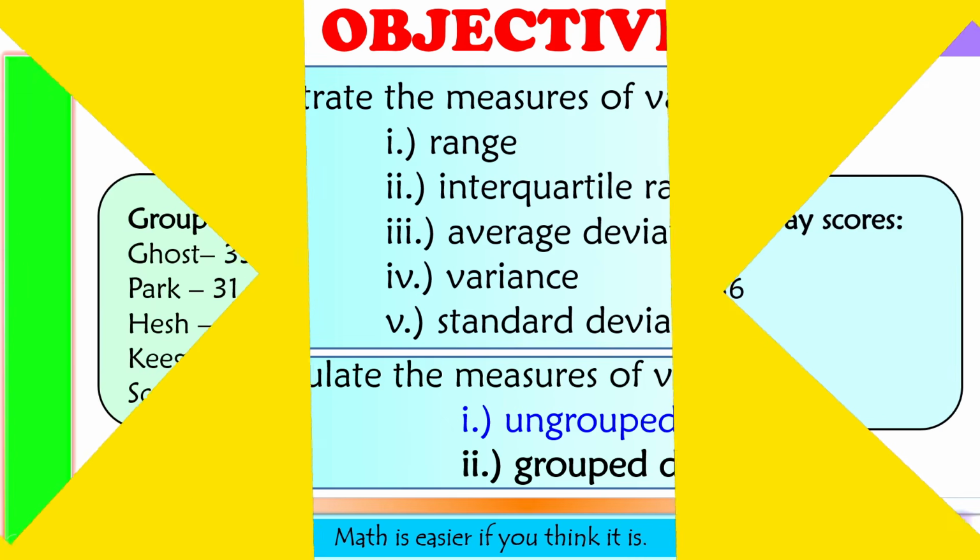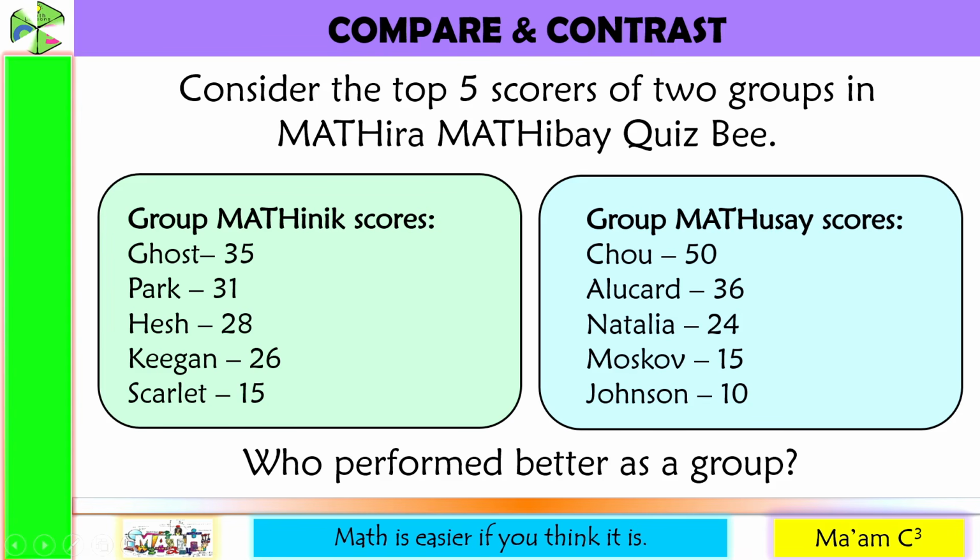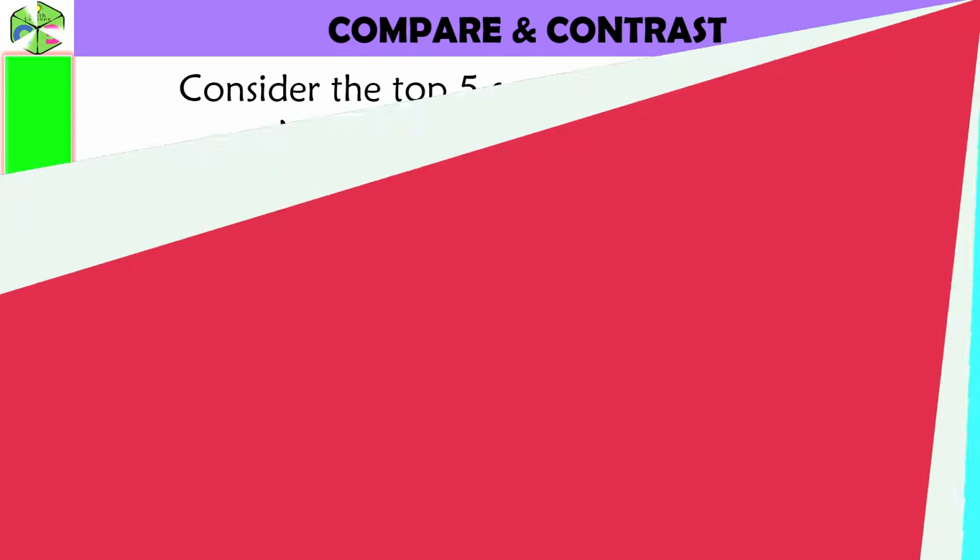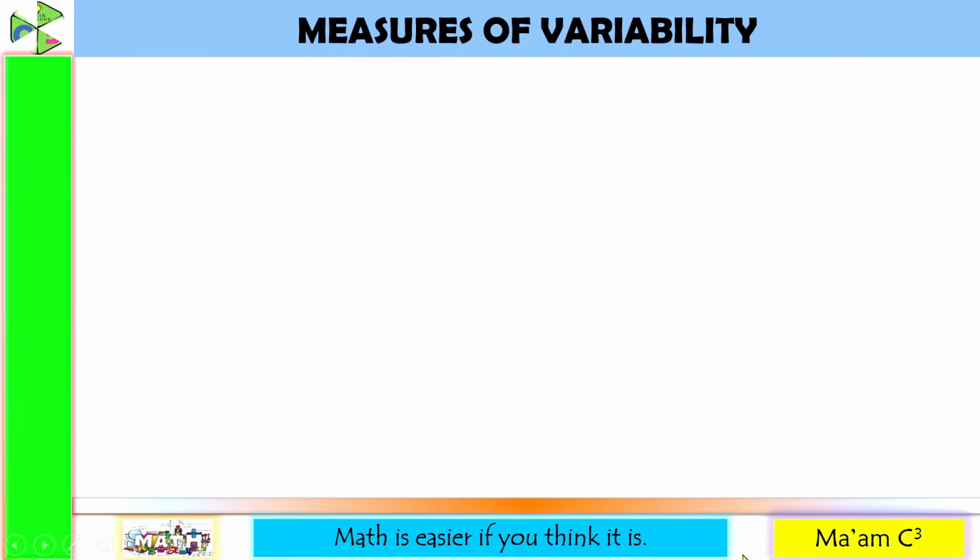Let us compare and contrast. Consider the top 5 scorers of two groups in Matira Matibay Quiz B. Here are the scores of Matinik group, and here are the scores of Mat Husay group. The question is, who performed better as a group? This could be answered by our lesson for today, the measures of variability.